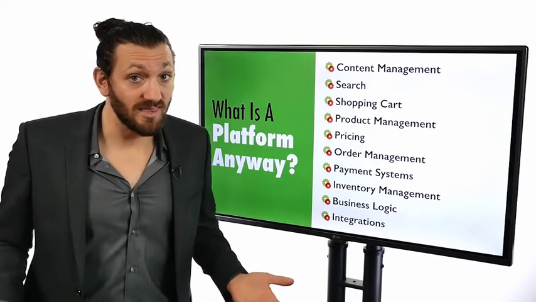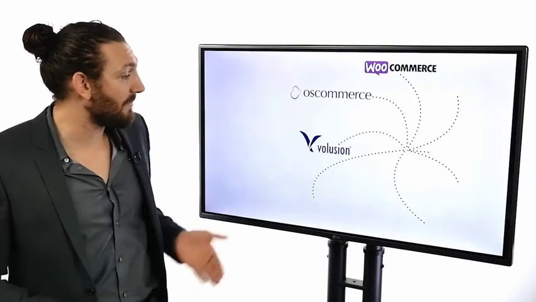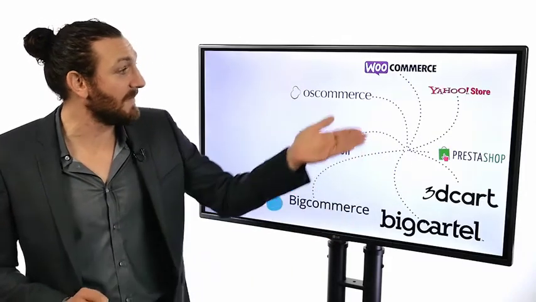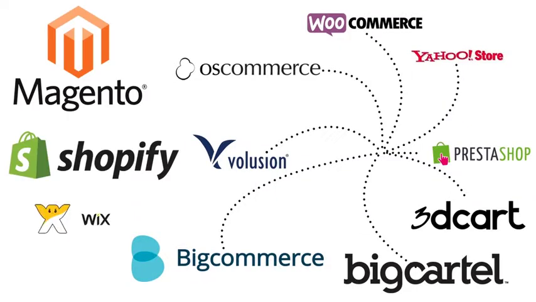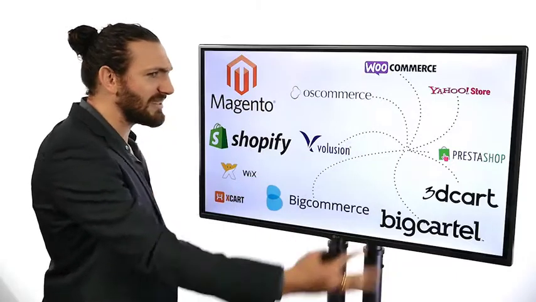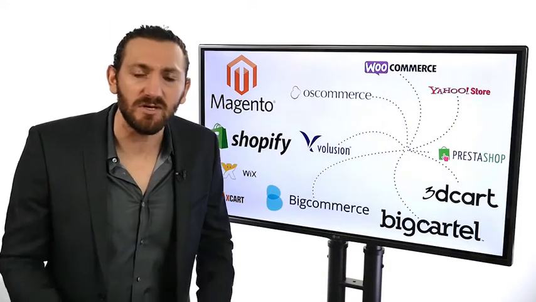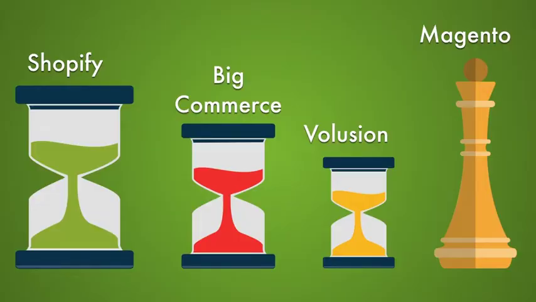Now, when you look at the options out there, there's a lot out there, right? There's WooCommerce, there's OS Commerce, there's Volusion, there's BigCommerce, there's BigCartel, there's 3D Cart, there's PrestaShop, there's Yahoo Store, there's Magento, there's Shopify, there's Wix, and there's Xcart. And that's not even all of them. These are just kind of the big names in the game. When you look at this sort of ecosystem of potential platform opportunities that you could use to build your e-commerce business on, what's the right one? What's the best solution out there?